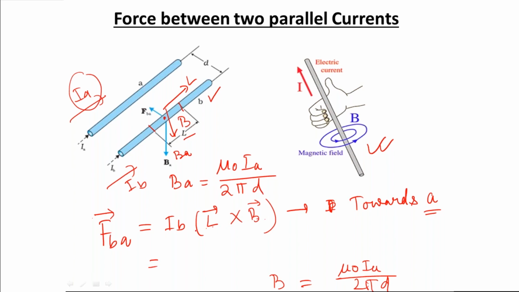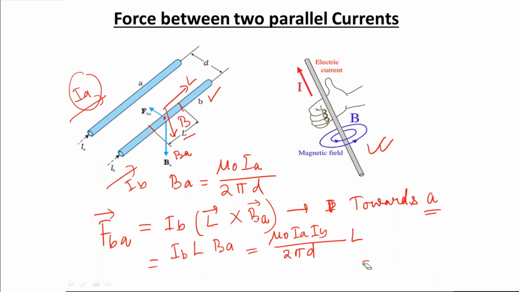And what is the magnitude of the force then? Since these two are perpendicular to each other, sine 90 degrees will give you 1. I can write this as IB, and this is BA, obviously. So this is L and BA. I know what BA is. So I'll write mu naught IA into IB divided by 2 pi D, times L. So this is the magnitude of the force, and the direction of the force is towards A. This is A, BA. Okay, so if I draw here, it will be in this direction.